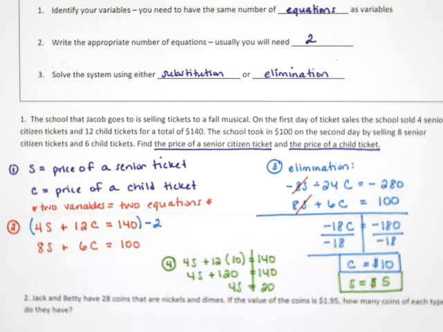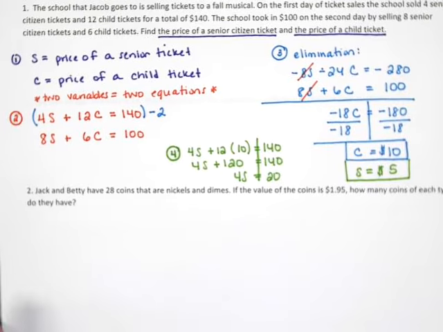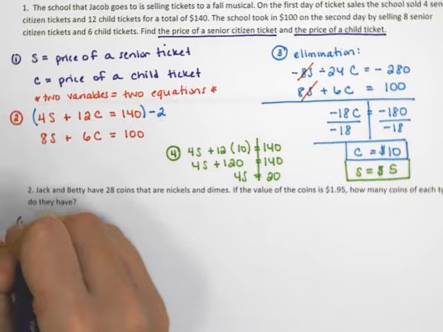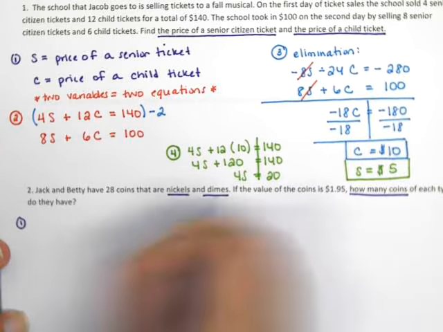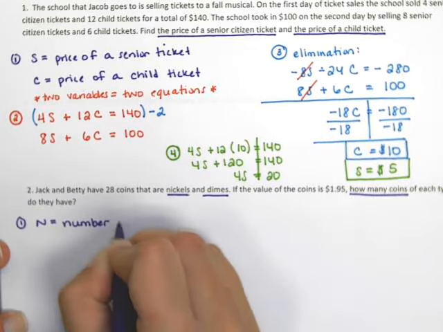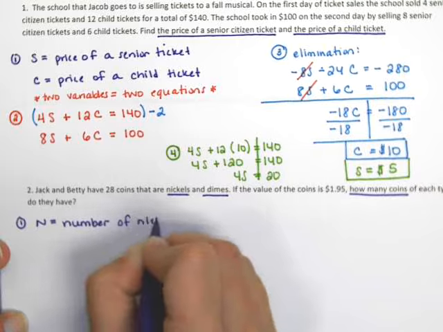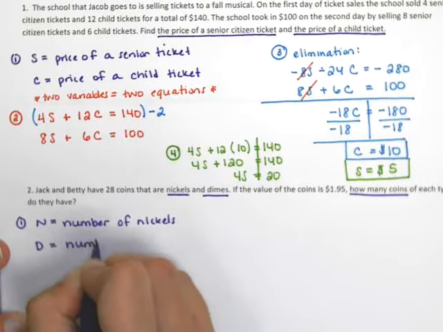Okay, let's go ahead and try number 2. It says Jack and Betty have 28 coins that are nickels and dimes. If the value of the coins is $1.95, how many coins of each type do they have? Since it says how many coins of each type, and we're talking about nickels and dimes, I'm going to let N be the number of nickels because I want to know how many. And I'm going to let D be the number of dimes.